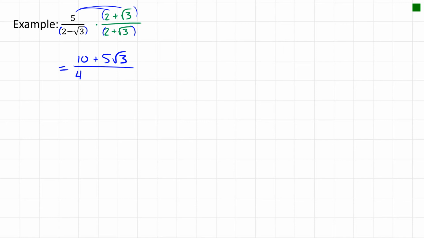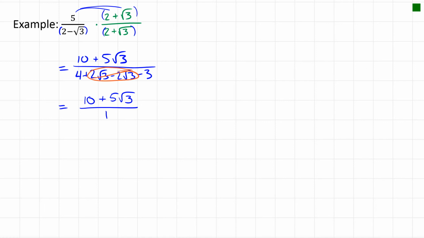So 2 times 2 is 4. 2 times root 3 is 2 root 3. Negative root 3 times 2 is negative 2 root 3. And then negative root 3 times root 3 is negative 3. And when you FOIL, you're going to see that cancellation happen. That's good. If you don't see it happen, it's because something went wrong and you should go back and check your work. But for now, we see that cancellation happen, so we're left with 10 plus 5 root 3 over 4 minus 3 is 1.